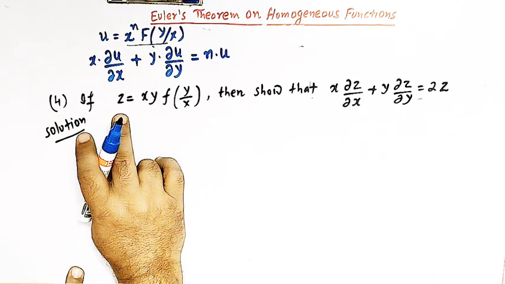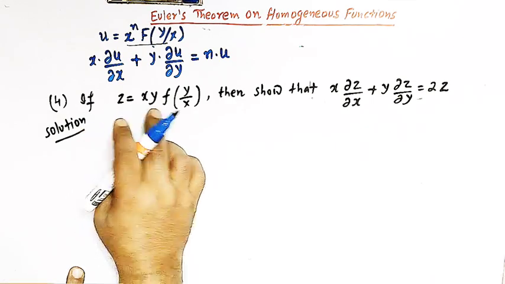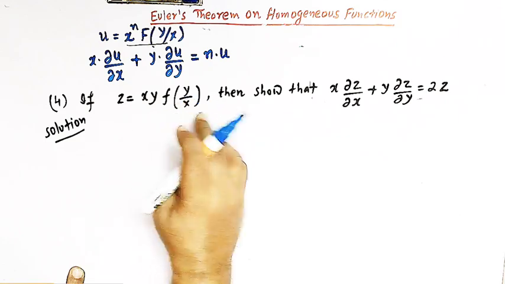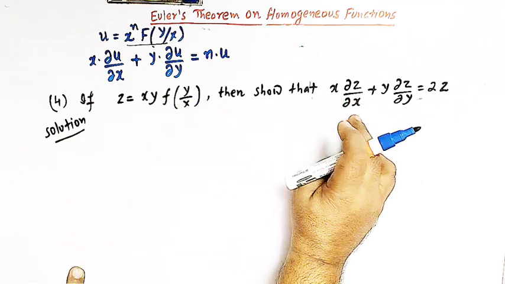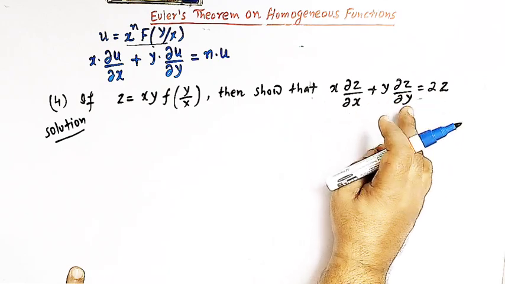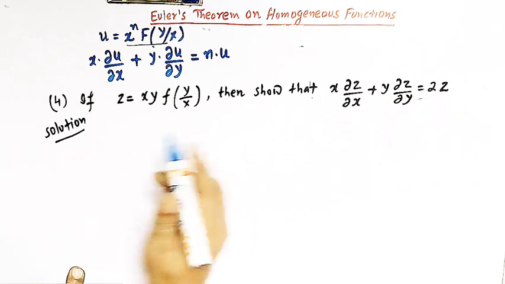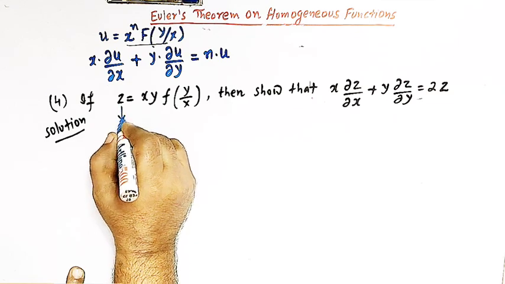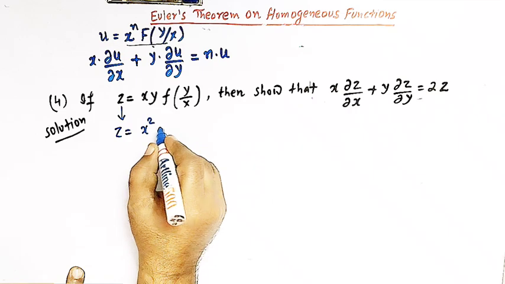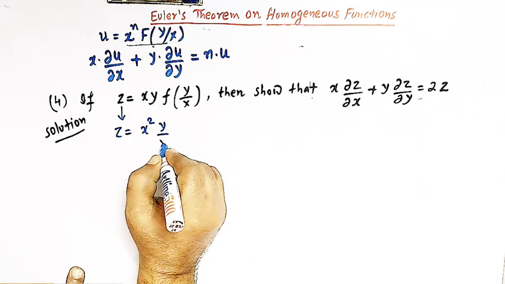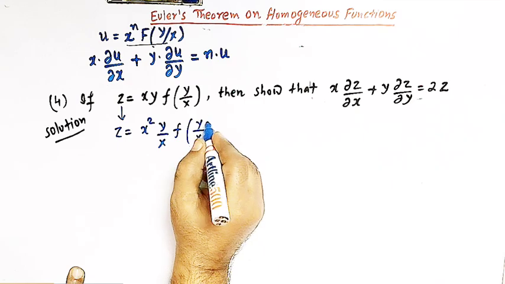Now let us consider this problem where we are given a function z is equal to xy times f of y over x, and we have to show that x times del z over del x plus y times del z over del y is equal to 2 times z, right? So let us first rewrite this function z as x square y over x, right? And here we have f of y over x.